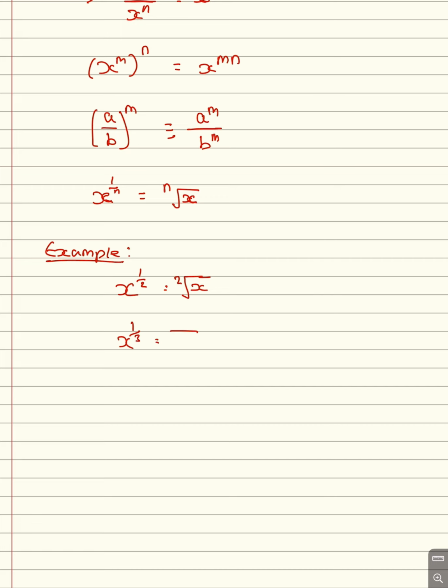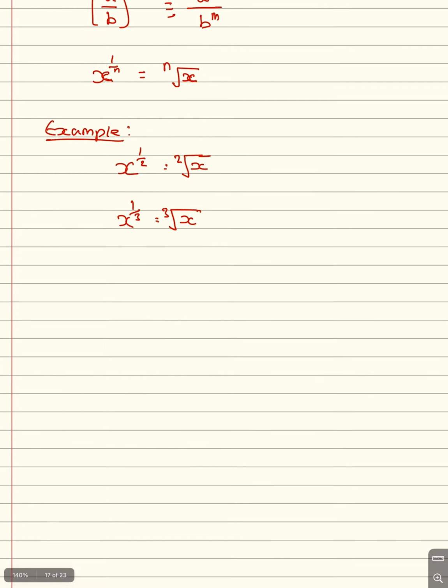If we had x to the power of 1/3, however, as the denominator is 3, we take the third root of x. Moving on, if we had x to the power of m divided by n, we have to be slightly careful in this case. Again, it's the same as the nth root of x, like we've used before, but now we have to put that all to the power of m, because the numerator is m.